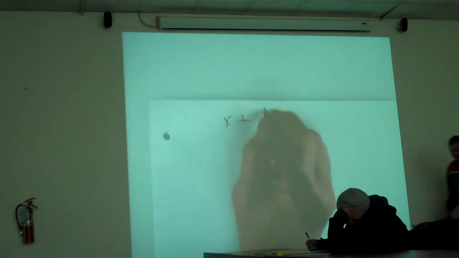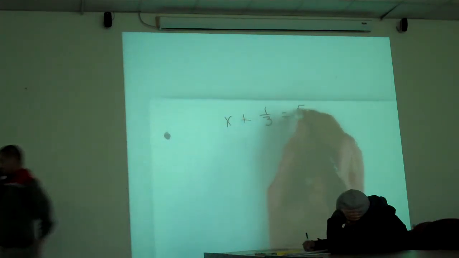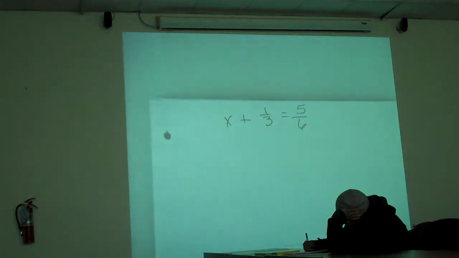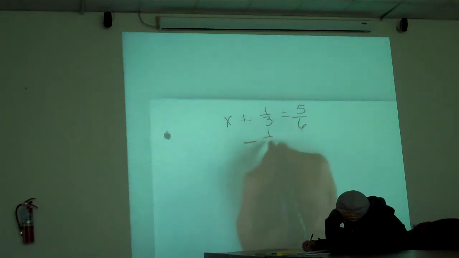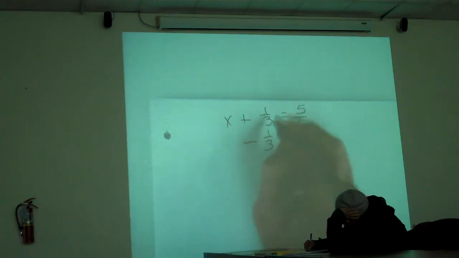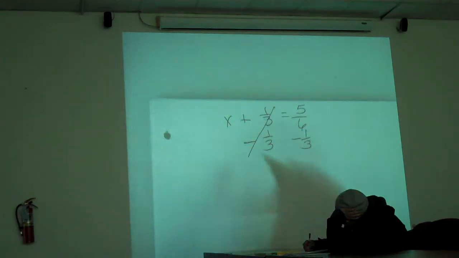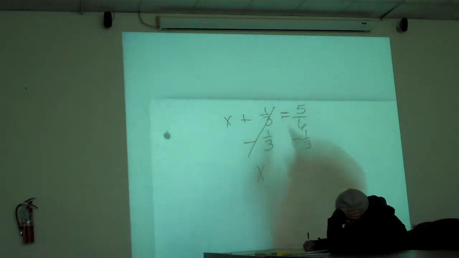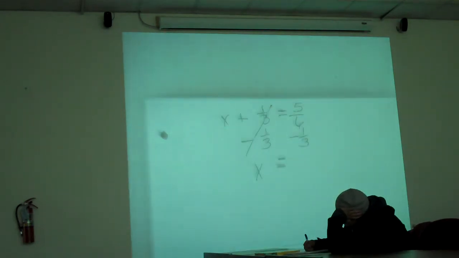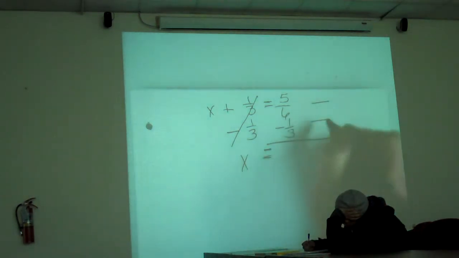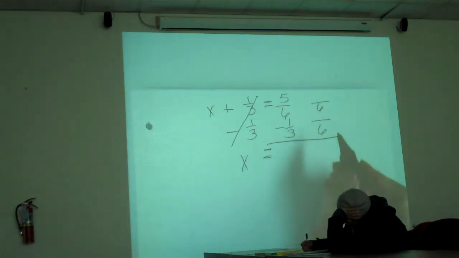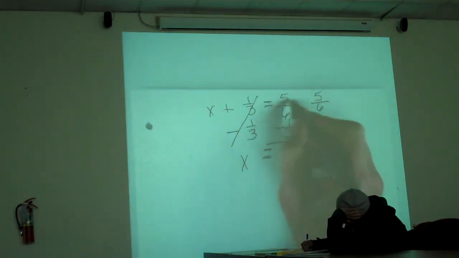x plus 1/3 is equal to 5/6. Okay, you don't just know that instinctively, right? So if we're adding here, what are we going to do to show our work? Subtract. You're going to subtract. You're going to do the opposite. Minus 1/3. So that part will go away. You just have the x on this side. Your equals comes down. Now, before we subtract, what do we need? Common denominator. Common denominator, which is 6.